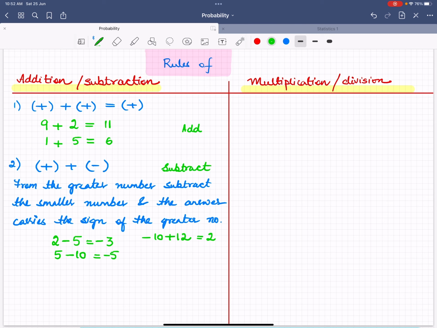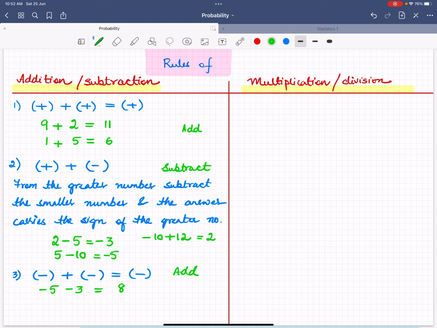Let's move on to the third rule. The third rule is, if we have a negative number and we need to add a negative number to it, the answer is going to be negative. All we need to do in this case is add the two numbers and the answer carries the negative sign. Let's check a few examples. So if I have negative 5 and I add to it negative 3, all I need to do is to add 5 and 3, I get 8.